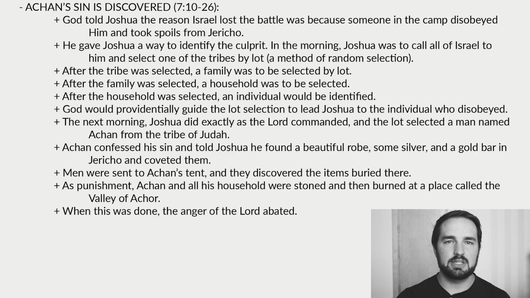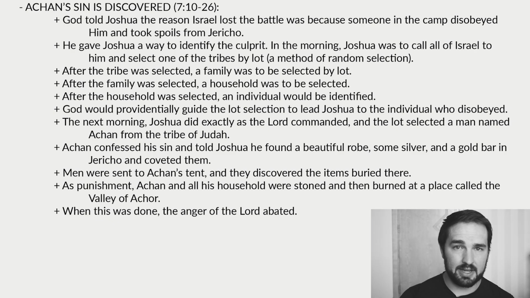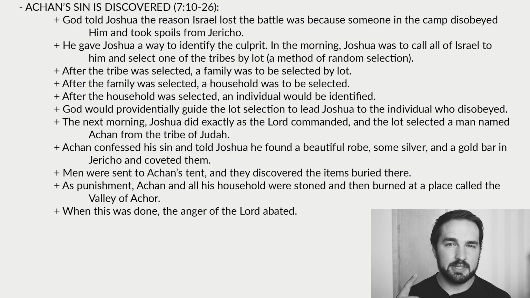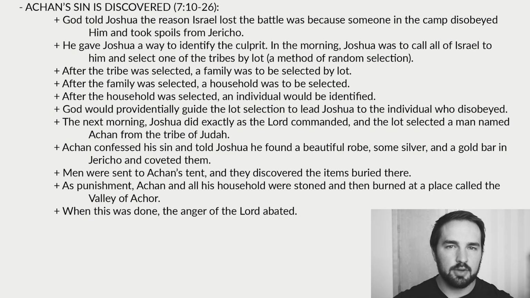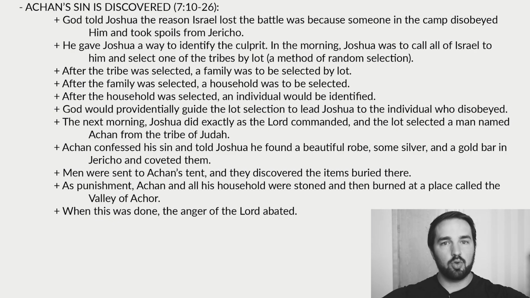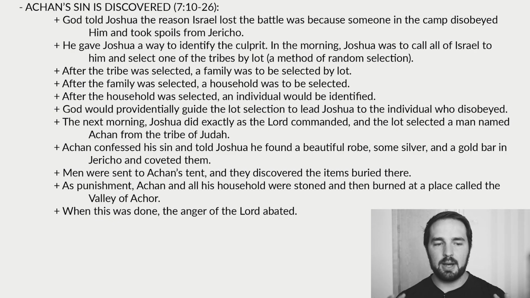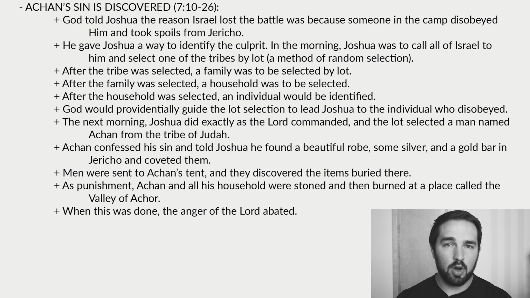Achan's sin is discovered. God told Joshua that the reason he had lost the battle at Ai was because one of the Israelites had disobeyed and taken the forbidden spoils from the city of Jericho. God gave Joshua a way of discovering who the culprit was. In the morning, Joshua was to call all of the tribes of Israel to him, all of the people, and he was supposed to select one of the tribes by lot. Lot was a method of random selection, kind of like rolling dice or drawing straws.